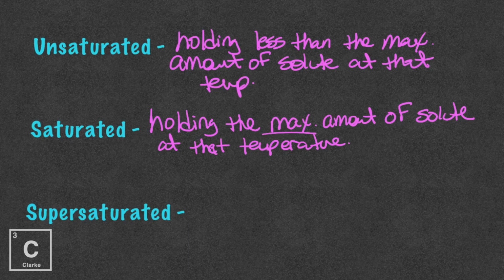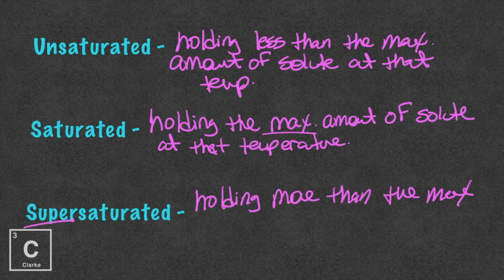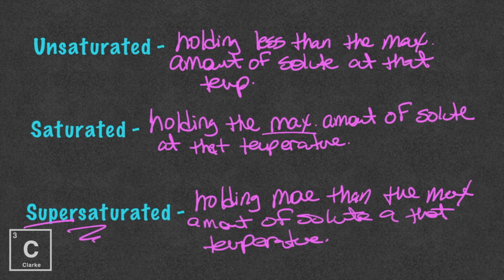And then we have supersaturated, holding more than the maximum amount of solute at a given temperature. Maximum, that means as much as it can hold. So how can we hold more than the max? I didn't really make that look like more, did I? Let me rewrite that, more. More than the maximum amount. How are we gonna do that? If I'm holding as much stuff as I can hold, how can I hold even more than that?